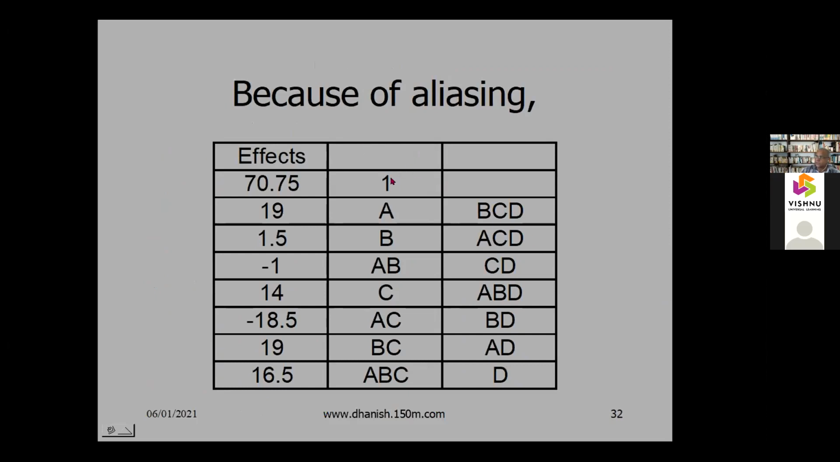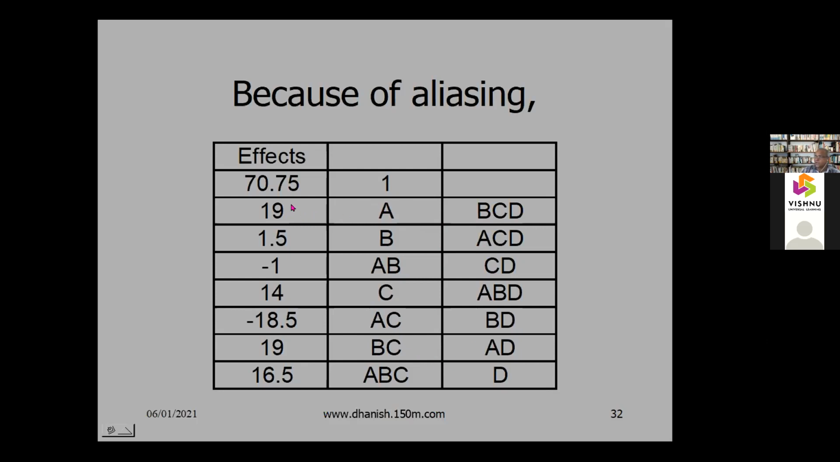So previously we had analyzed it as a 2³ factorial experiment. Then the effects would be A, B, AB, C, AC, BC, ABC. These would be the effects if it was a 2³ factorial experiment. But since another factor D is included in this, it is aliased like this: A is aliased with BCD, B is aliased with ACD, AB with CD, C with ABD, AC with BD.